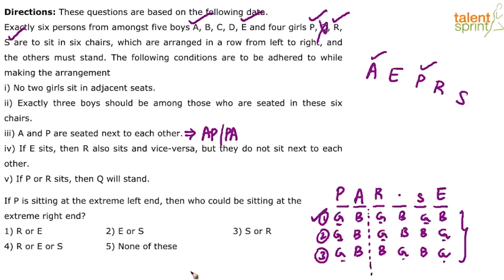So if E can occupy the last position, I think I can eliminate option 3. Because option 3 says that the last position can be occupied only by S or by R. But we have proved that the last position can be occupied by E as well. So that is done. Option 3 is eliminated. In all the 3 options, we have got E. So these 3 options hold true.